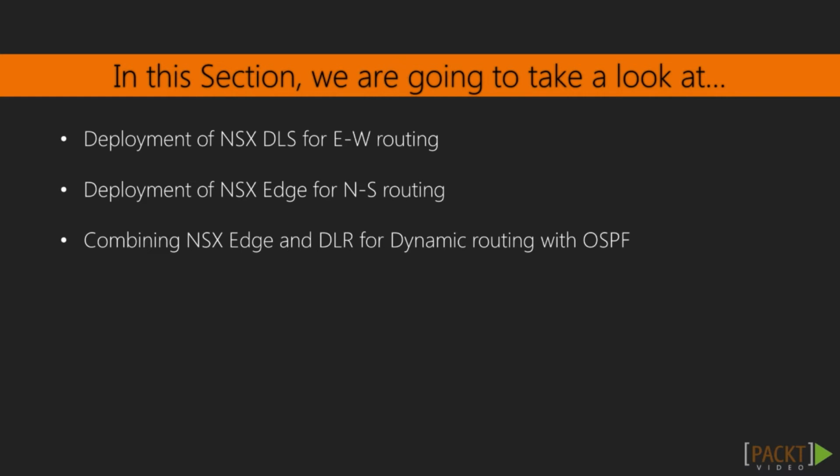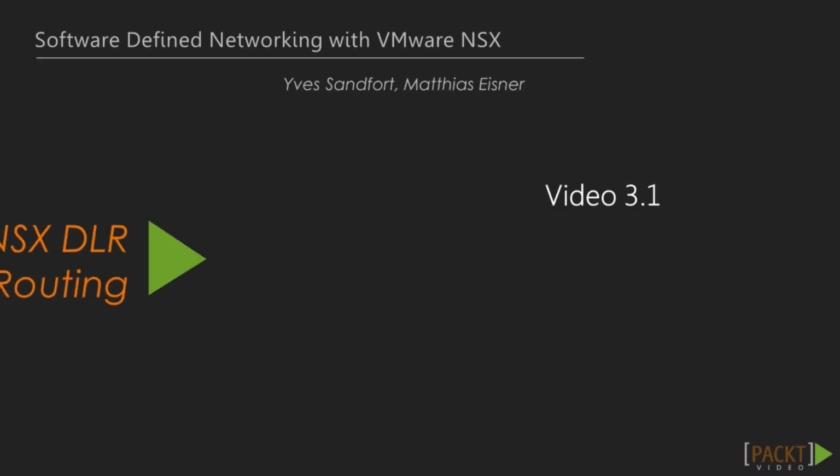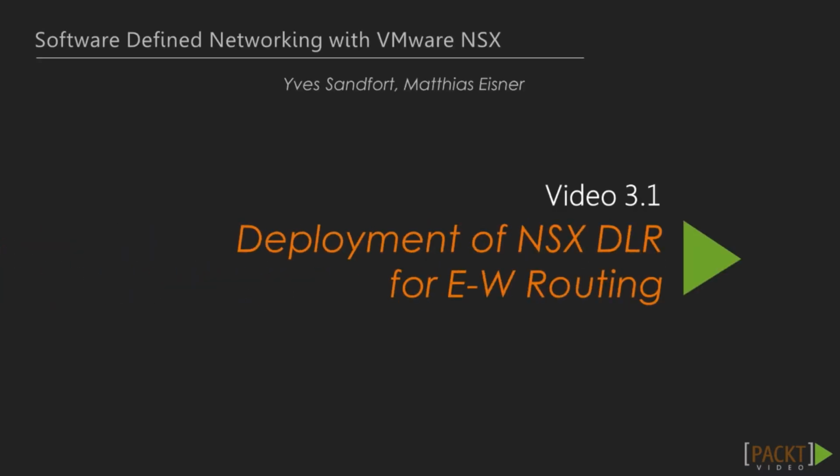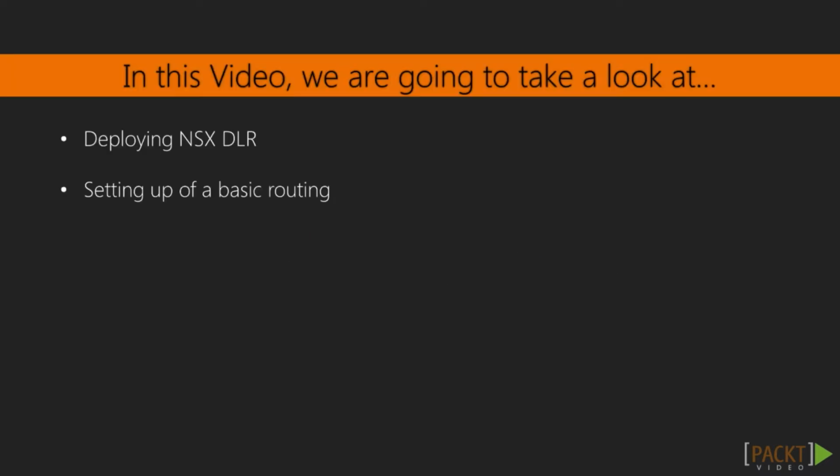and the deployment of an NSX Edge for north-south routing. We are also going to combine the NSX Edge and DLR for dynamic routing with the help of OSPF. In this first video, we are going to discuss the deployment of the NSX DLR for east-west routing. In this video, we are going to take a look at the deployment of the NSX distributed logical router and the setup of some basic routing.